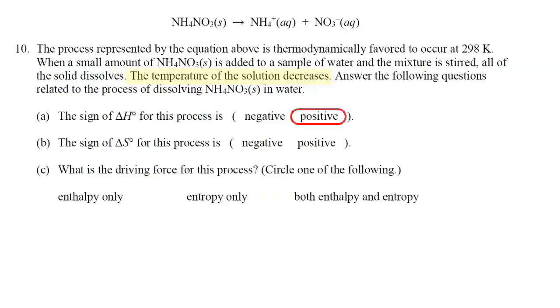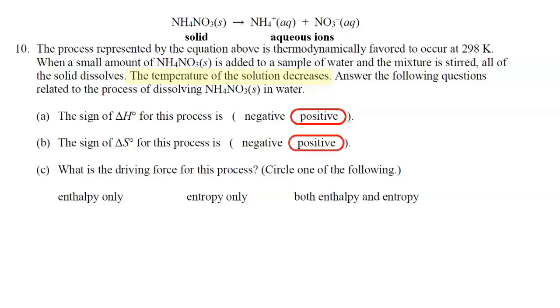Now, part B, the sign of delta S for this process. We can assume that if we start with 1 mole of solid and it dissociates in aqueous solution to produce 2 moles of aqueous ions, we would predict that because there's a dispersal of matter in which the particles have more freedom to spread out and move around, that this would be an increase in the entropy of the system, and that would be a positive delta S.